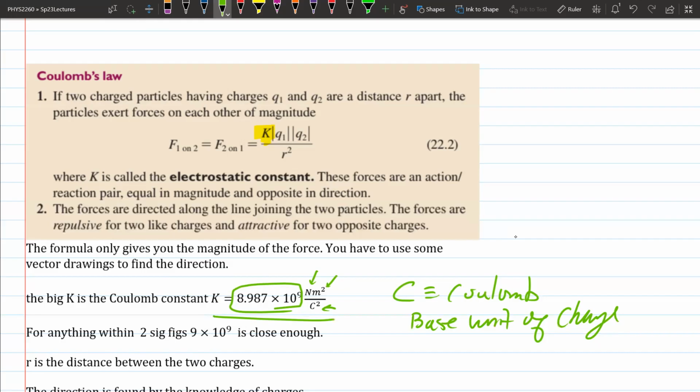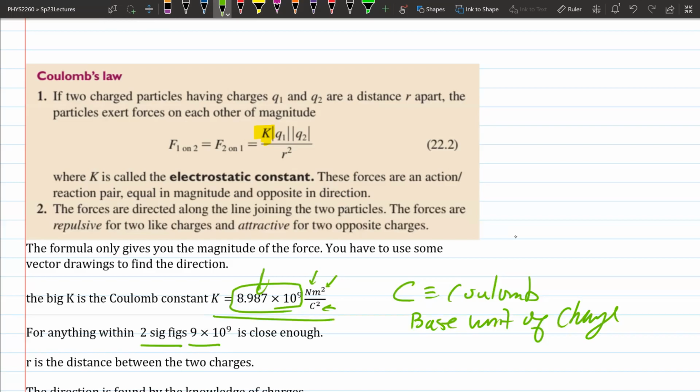If you're just doing calculations to 2 sig figs, you can just use 9 times 10 to the 9. This is a much easier number to remember. But if you're doing anything beyond that sig fig, then you probably have to take the whole 4 sig fig number and do your multiplication that way.